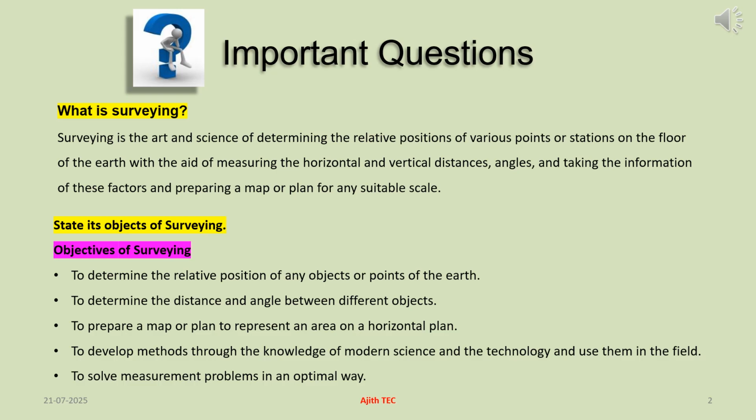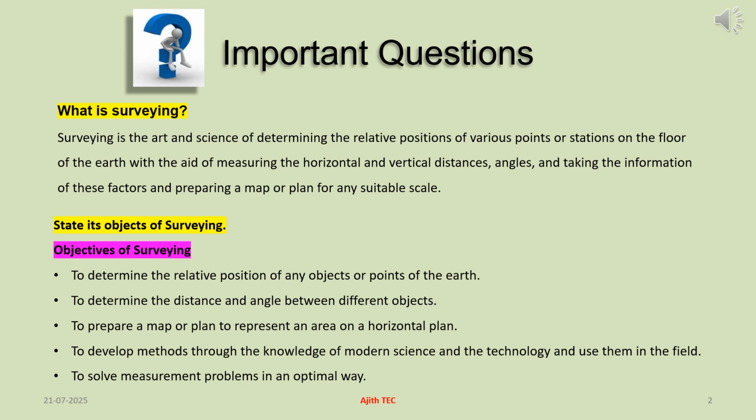What is surveying? Surveying is the art and science of determining the relative positions of various points or stations on the floor of the earth with the aid of measuring the horizontal and vertical distances, angles, and taking the information of these factors and preparing a map or a plan for any suitable scale.